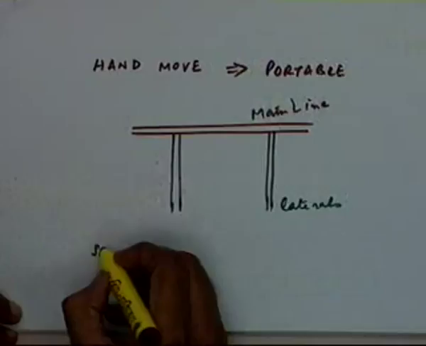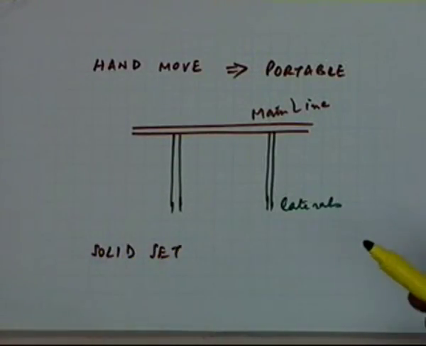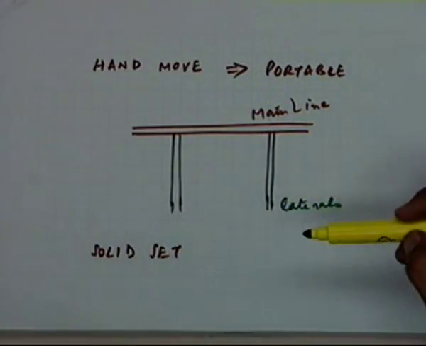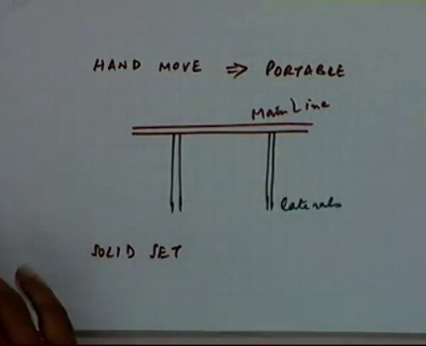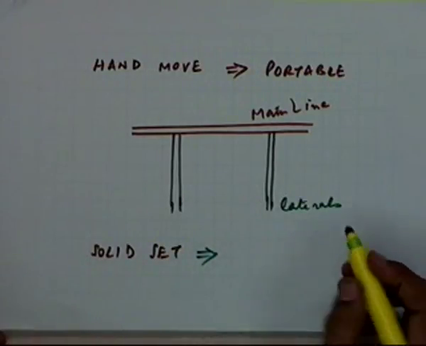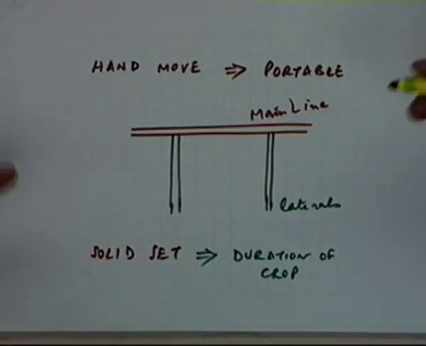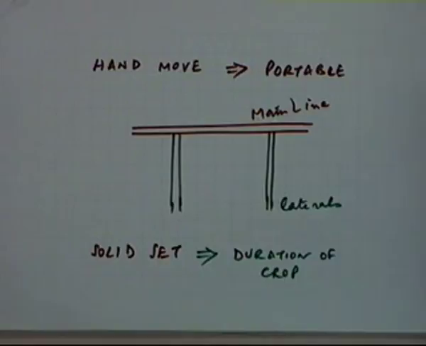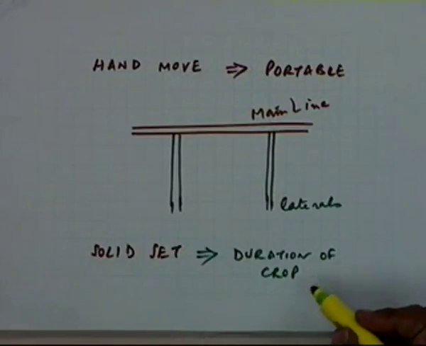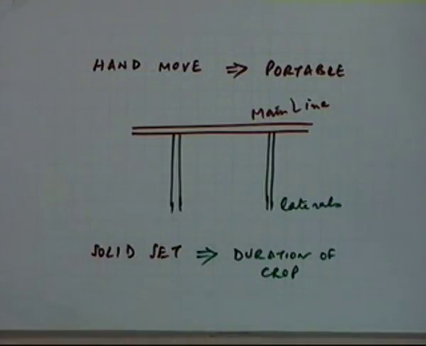So the other extreme can be the solid set. In the case of the solid set system, you might be keeping everything fixed. The laterals as well as the main lines might be remaining fixed, if not permanently, at least for the duration of the crop. So if you keep the lateral fixed for the duration of the crop, what will it mean? It will mean that you will have to have those number of laterals which you are going to use in any position. So the number of laterals requirement will be very high in that situation where you are not willing to remove the laterals. You might not be running all the laterals at the same time.